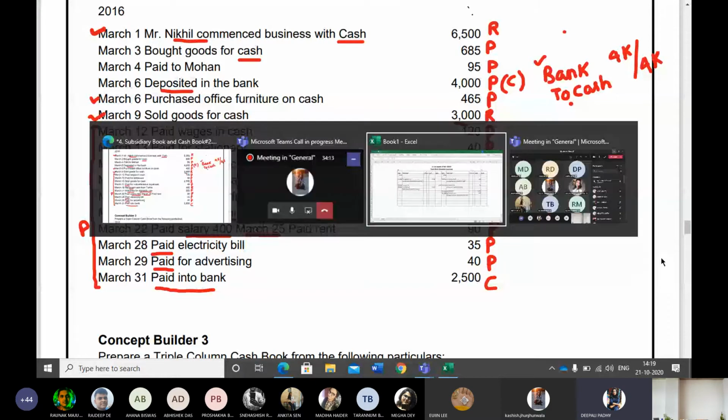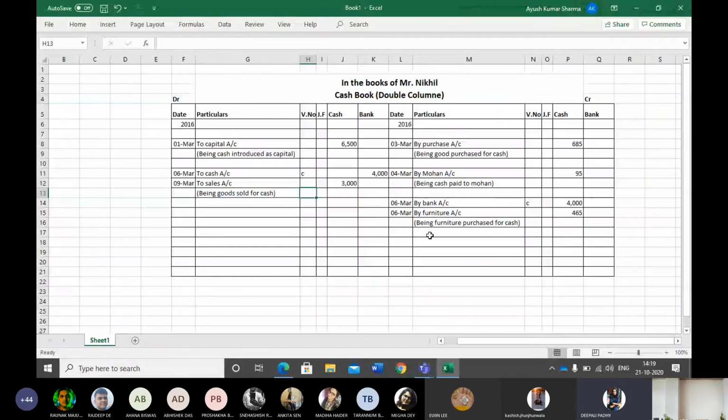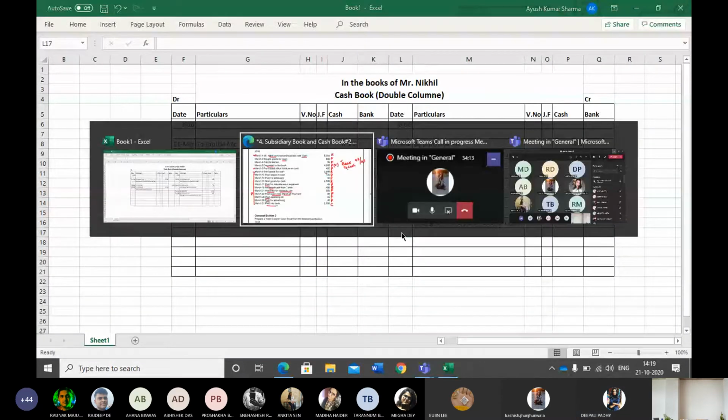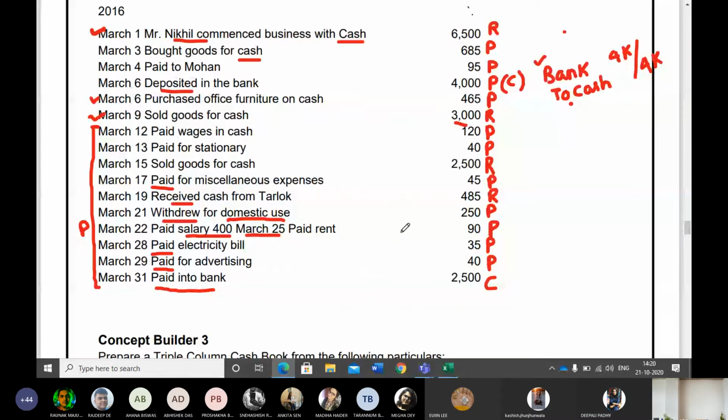Yes, sir. Do you have any problem regarding any of the transactions? Anyone? Any particular student? If he or she is facing any problem relating to any transaction, he can tell me now, okay?